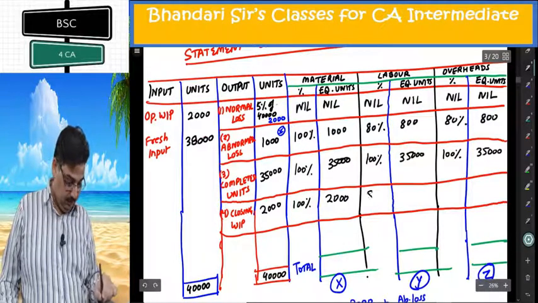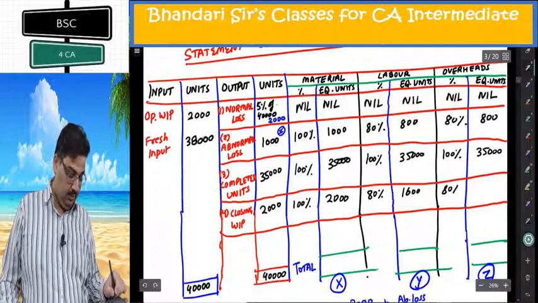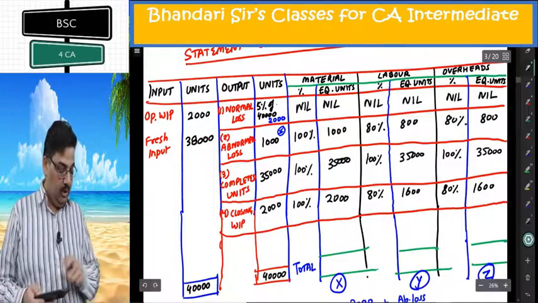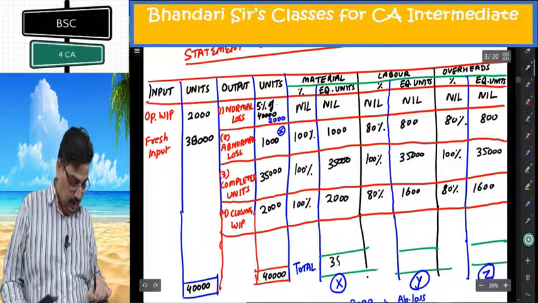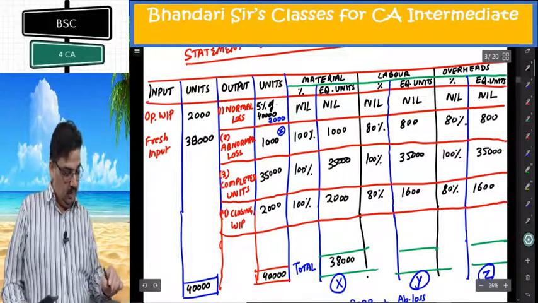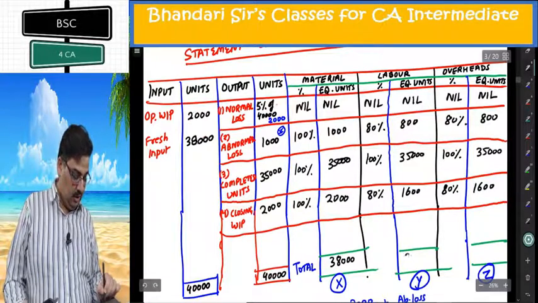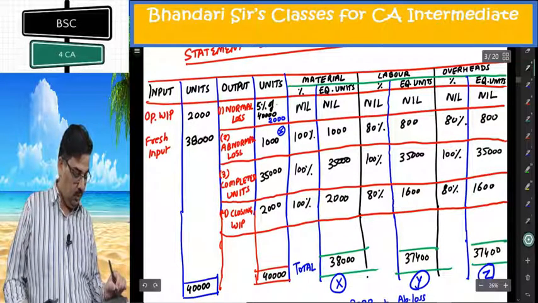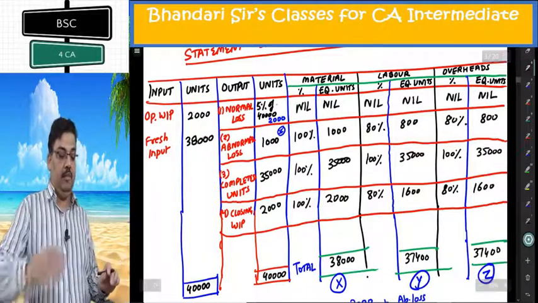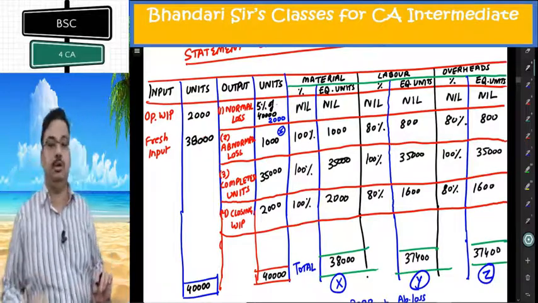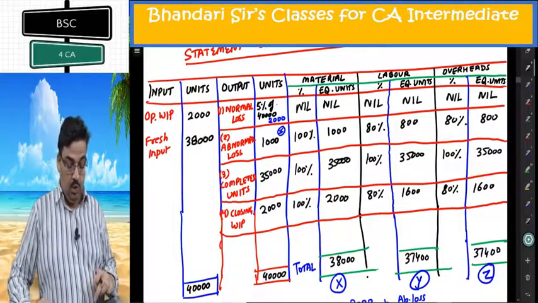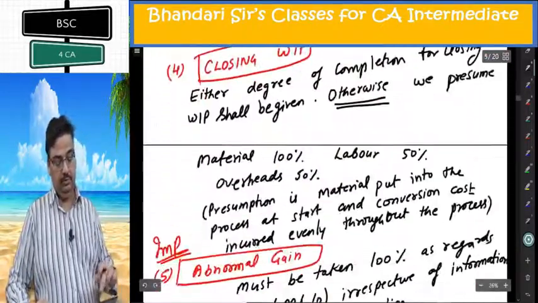2000, 1600, 1600. Now I need to add them. 35 and 3, 38. 35, 36,600, 37,400. This is complete statement of equivalent production under this question. Let's go on to statement of cost.